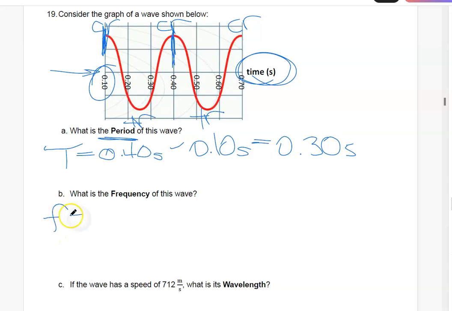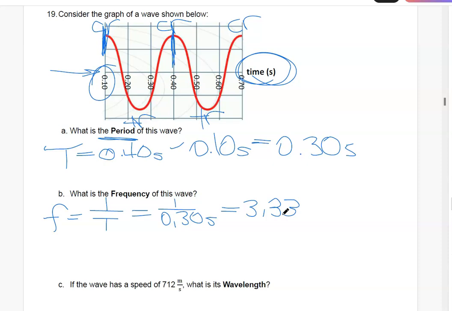Part B, what is the frequency of the wave? Well, we can just calculate that from the period. If you have the period, you can calculate the frequency. If you have the frequency, you can calculate the period. 1 over period, or the reciprocal of period, is your frequency. 1 over 0.30 seconds.